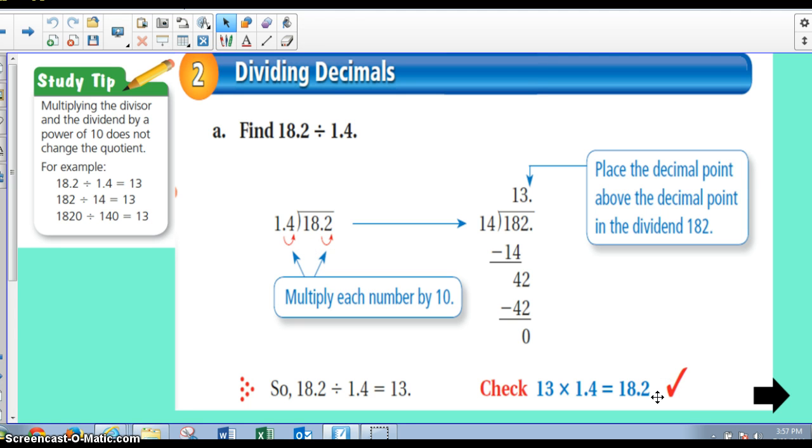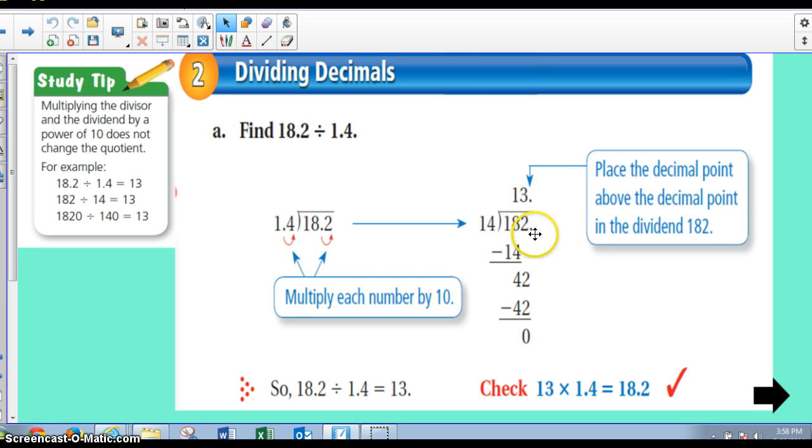So let's take a look at what our notes were talking about. We took 18.2 and we divided it by 1.4. Now, I don't want a decimal point on the outside here. My divisor should always be a whole number. So what I'm going to do is move my decimal point to the right one spot to make it a whole number. But whatever I do on this side of the dividing line, I have to do to this side of the dividing line. So I move the decimal point to the right and make it 182. Once I divide that all out, it will come out to 13.